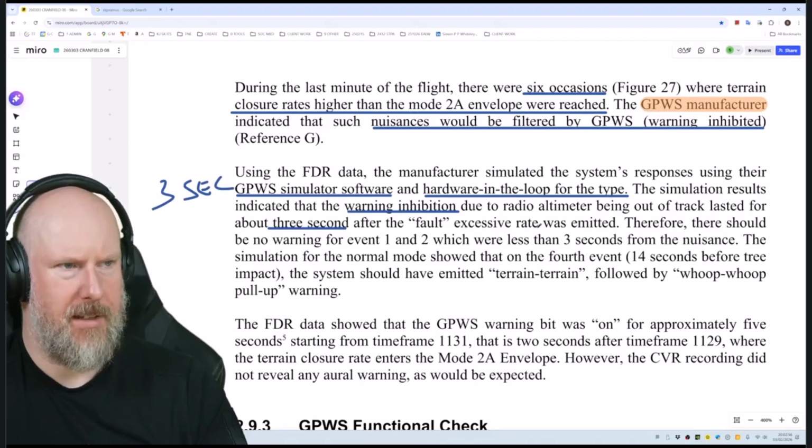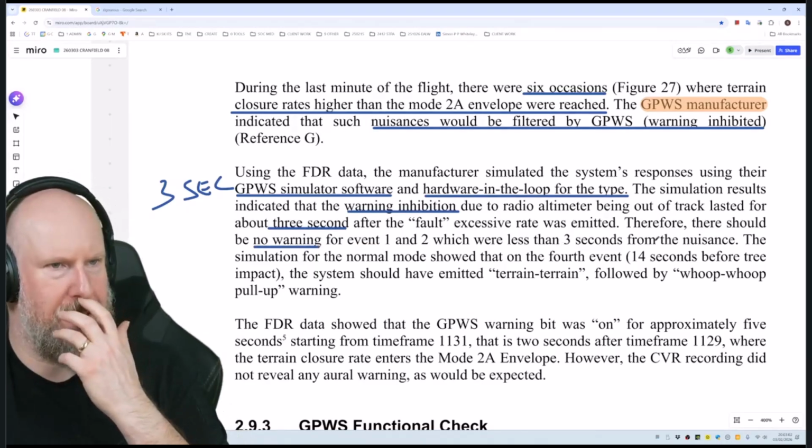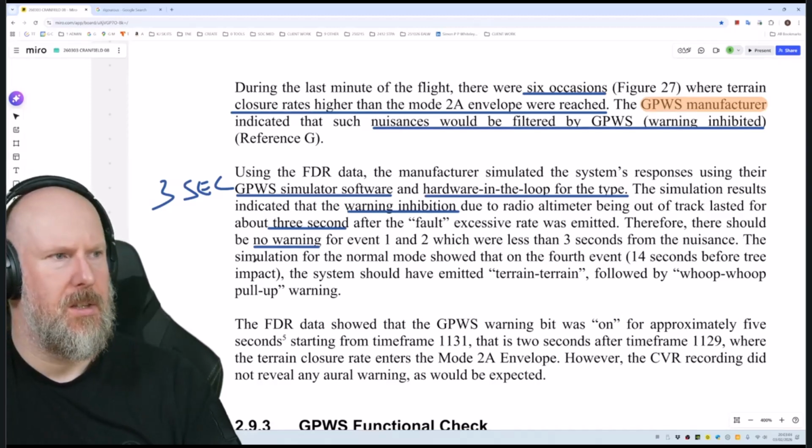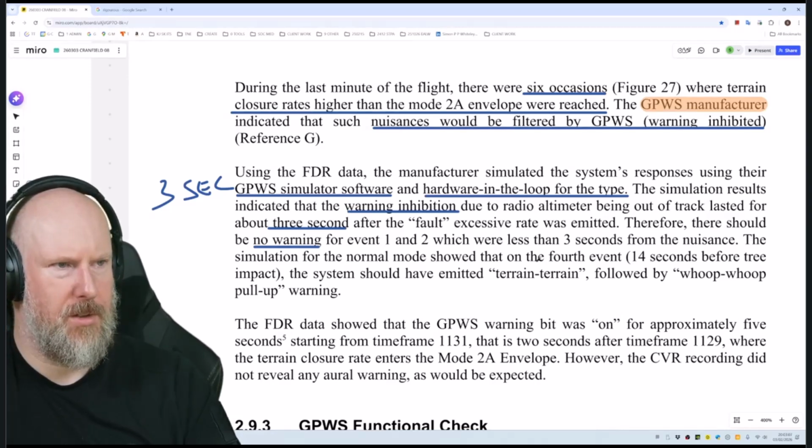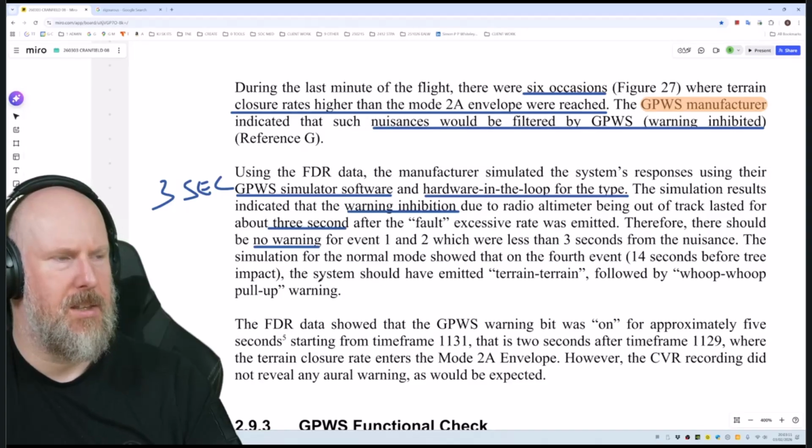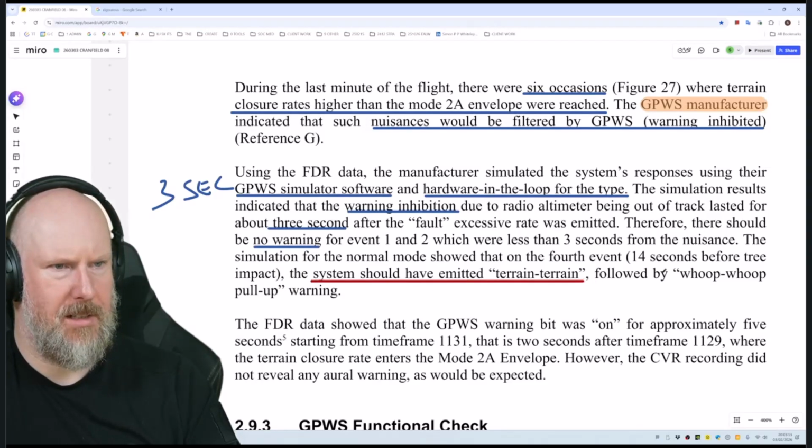After the fault, excessive rate was emitted. Therefore, there should be no warning for event 1 and 2, which was less than 3 seconds from the nuisance. The simulation for the normal mode showed that on the 4th event, 14 seconds before tree impact, the system should have emitted terrain, followed by a whoop whoop pull-up warning.